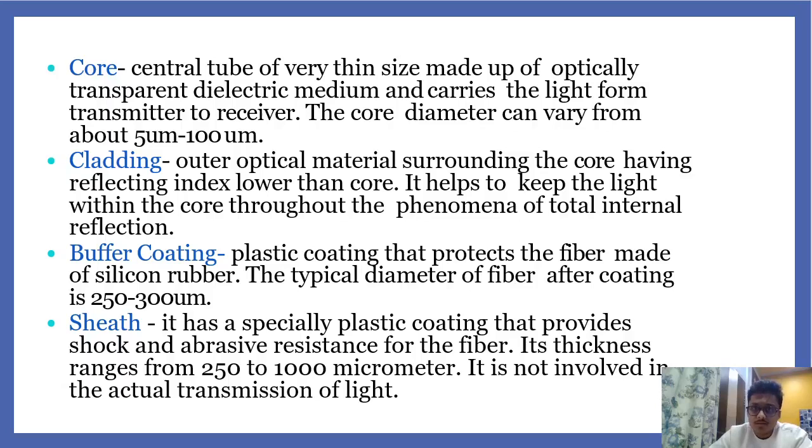The typical diameter of fiber after coating is about 250 to 300 micrometers. The jacket or the sheath is a plastic coating that provides shock and abrasion resistance for the fiber. Its thickness ranges from 250 to 1000 micrometers. It is not involved in the actual transmission of light.